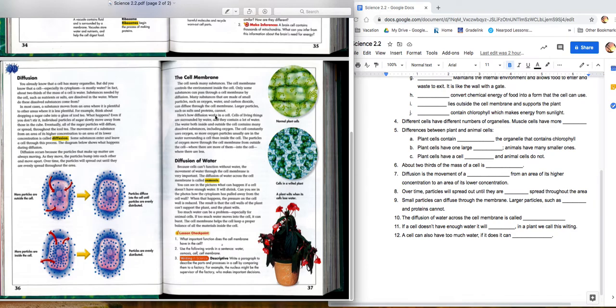Here's how diffusion works in a cell. Cells of living things are surrounded by water and contain a lot of water. The water both inside and outside the cell contains many dissolved substances, including oxygen. The cell constantly uses oxygen, so more oxygen particles usually are in the water surrounding a cell than inside a cell. The particles of oxygen move through the cell membrane from outside the cell, where there are more of them, into the cell where there's less.